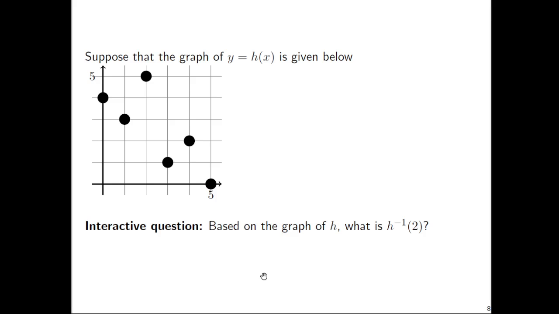Let's take a look at the following. Suppose that the graph of y = h(x) is given below. You've got these six points. Then based on the graph of h shown here, what is h inverse of 2? That is your interactive question. So based on the graph of h here, how do you get h inverse of 2?